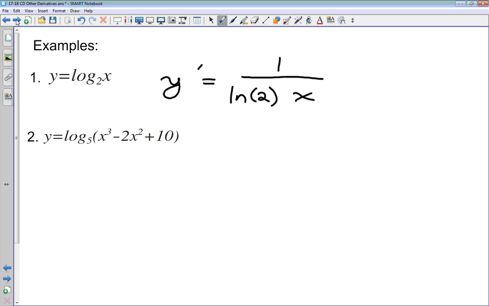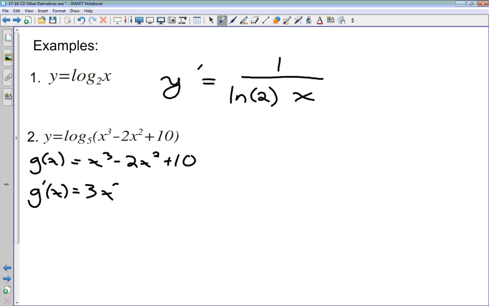All right, something a bit more complicated. Y equals log to the base 5 of x cubed minus 2x squared plus 10. Okay. We've got to use chain rule here, okay? We've got a composite function. Our outer function is log to the base 5. Our inner function, let's write it out here, we'll call it g of x, is x cubed minus 2x squared plus 10. We can do the derivative of that pretty easy. That's going to be 3x squared minus 4x.